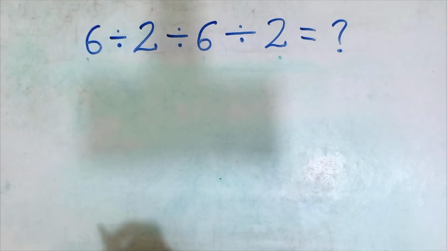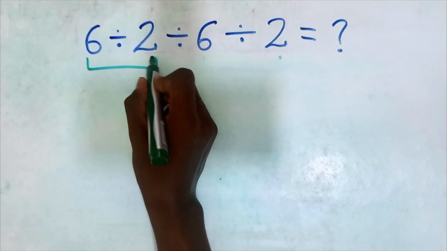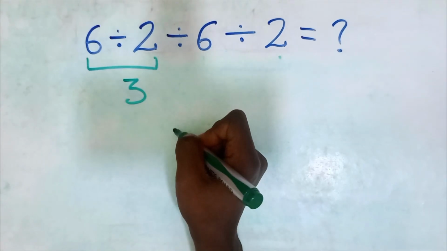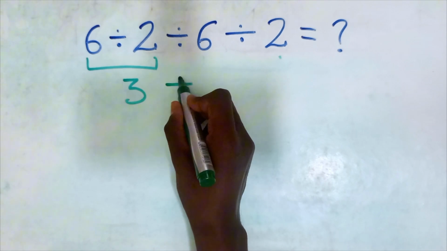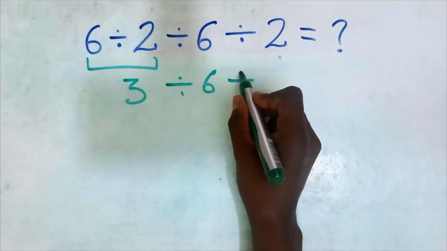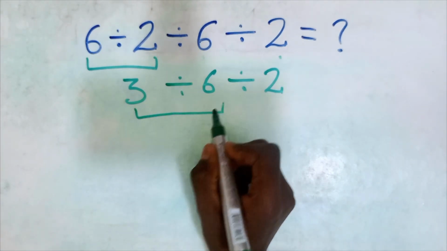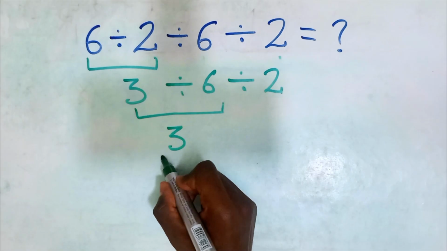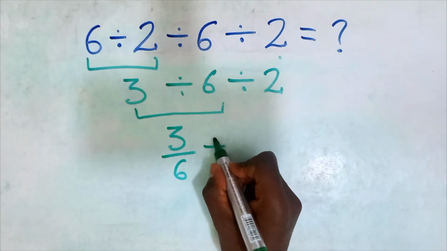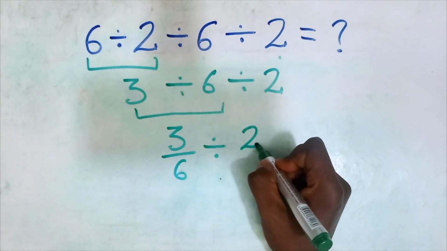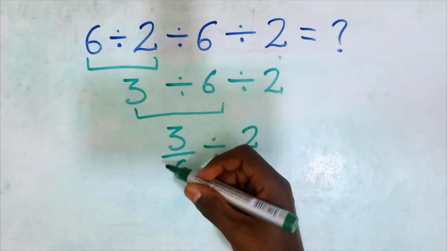So first, we have to do this division. 6 divided by 2 gives us 3. So 3 divided by 6 and divided by 2. Now we have to do this division. 3 divided by 6 can be written as 3 over 6. Then divided by 2. Now let's simplify this fraction.